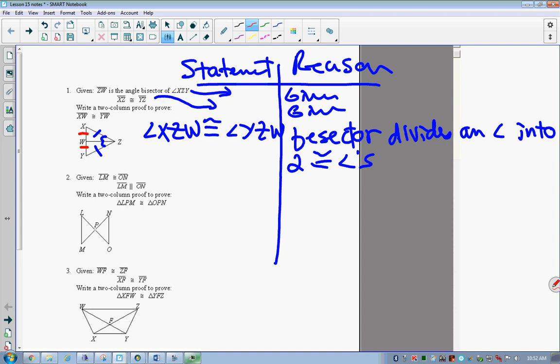Corresponding parts of congruent triangles are congruent. Very good. But before I get there, I had to prove that these two triangles are congruent, correct? All right, in which case I need to know, and I think I gave you guys a video a while back of proving triangles are congruent.